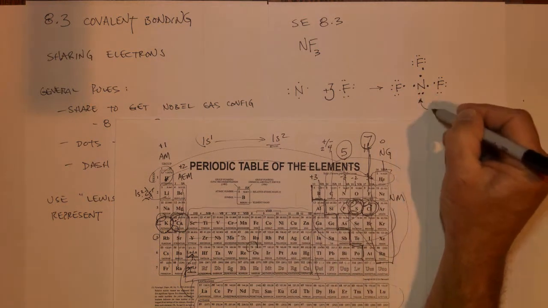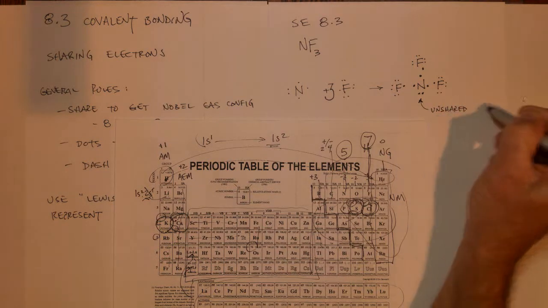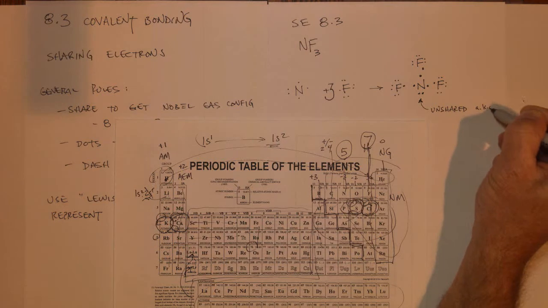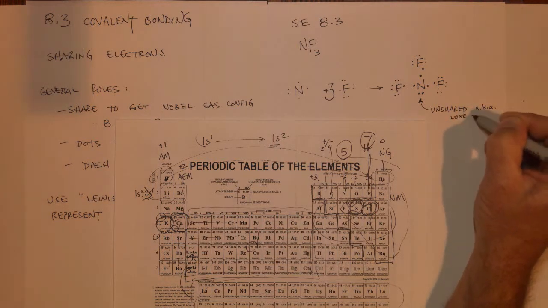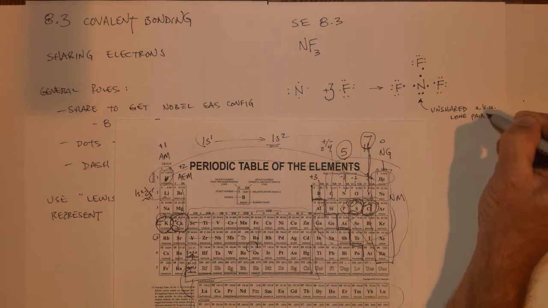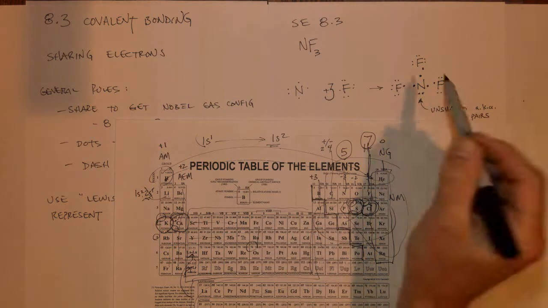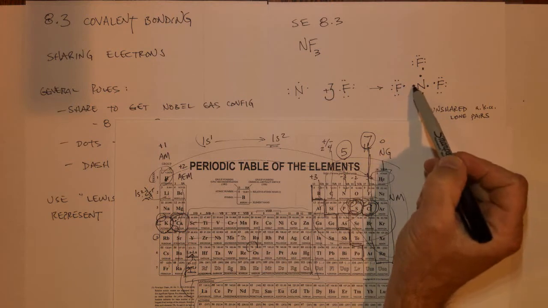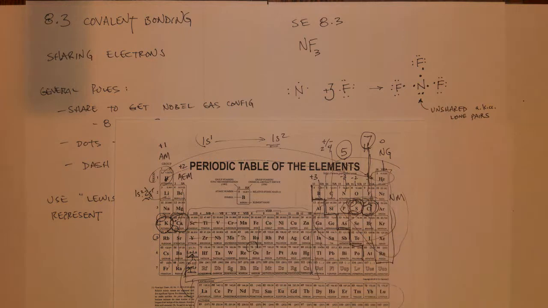Electrons that aren't shared with something else are called unshared, or aka lone, like alone by themselves, pairs. So unshared pair or a lone pair. That's what this would be. And so this would indicate that the nitrogen is going to share 1 electron with this fluorine, 1 electron with this fluorine, 1 electron with this fluorine.